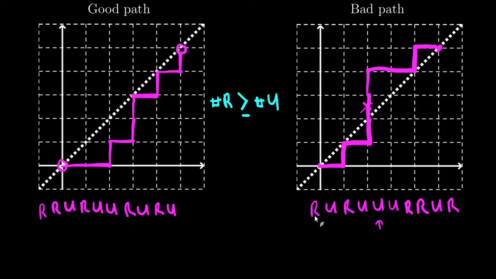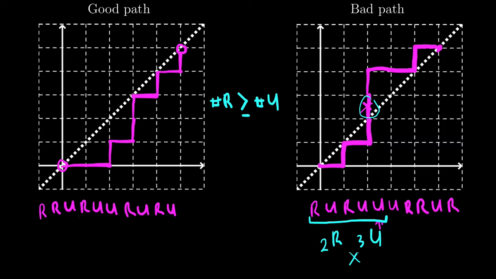But in here, I start off with 1 r. That's okay. 1 r and 1 up. That's okay. 2 r's and 1 u. That's okay. 2 r's and 2 u's. That's okay. But right here, 2 r's, 3 u's, this is where things go badly because I've gone too far up. Now it doesn't matter what happens afterwards. There's no fixing it.